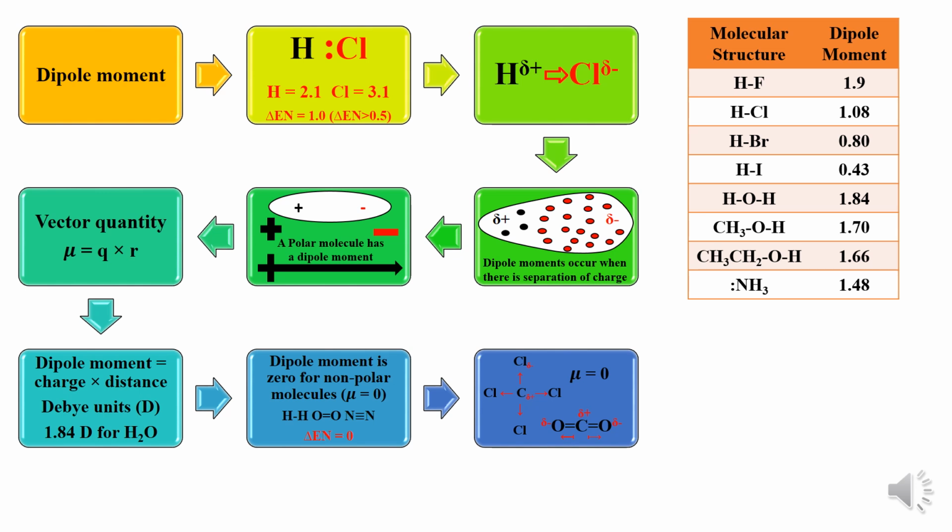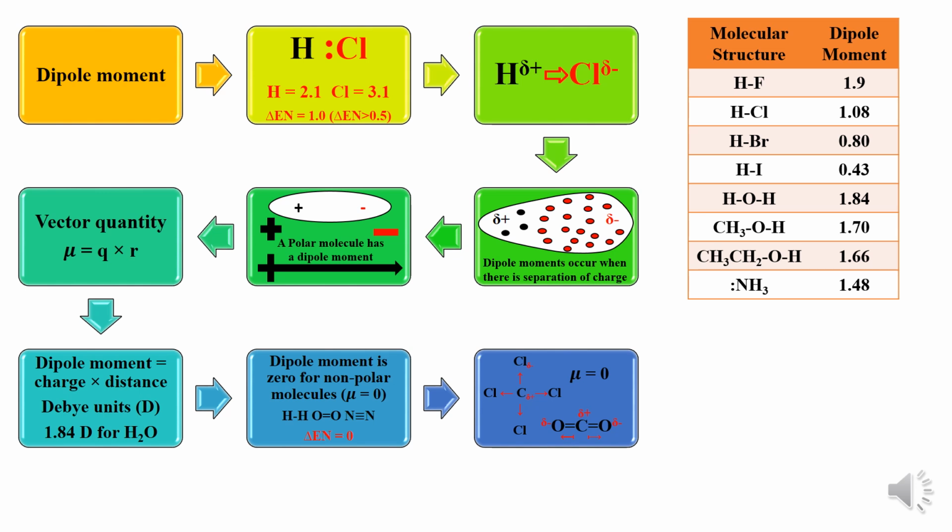So here is a table depicting the dipole moment values of some important molecules like hydrogen fluoride, hydrogen chloride, hydrogen bromide, hydrogen iodide, water, methanol, ethanol and ammonia. Fluorine is the most electronegative element in the periodic table, with a value of 4 on the Linus Pauling electronegativity scale. So fluorine is more electronegative than chlorine. Chlorine is more electronegative than bromine. Bromine in turn is more electronegative than iodine.